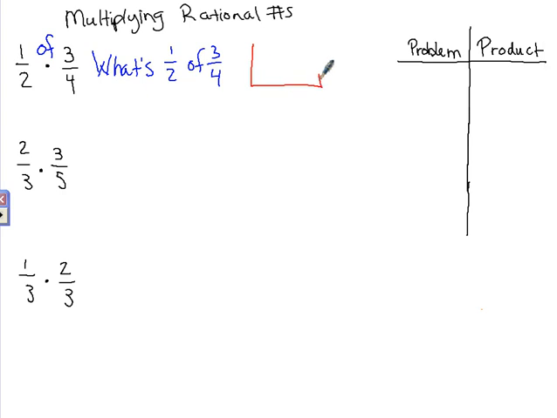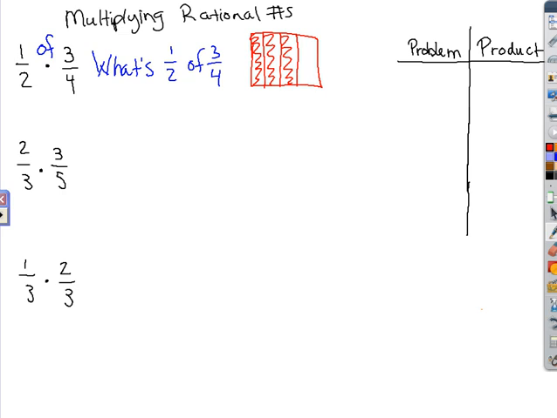Let's start by drawing 3/4. No, this isn't the greatest picture. That means I split my whole into 4 pieces, and I have 3 pieces. So the shaded pieces represent the pieces that I have. Then, I'm asking what's 1/2 of that.